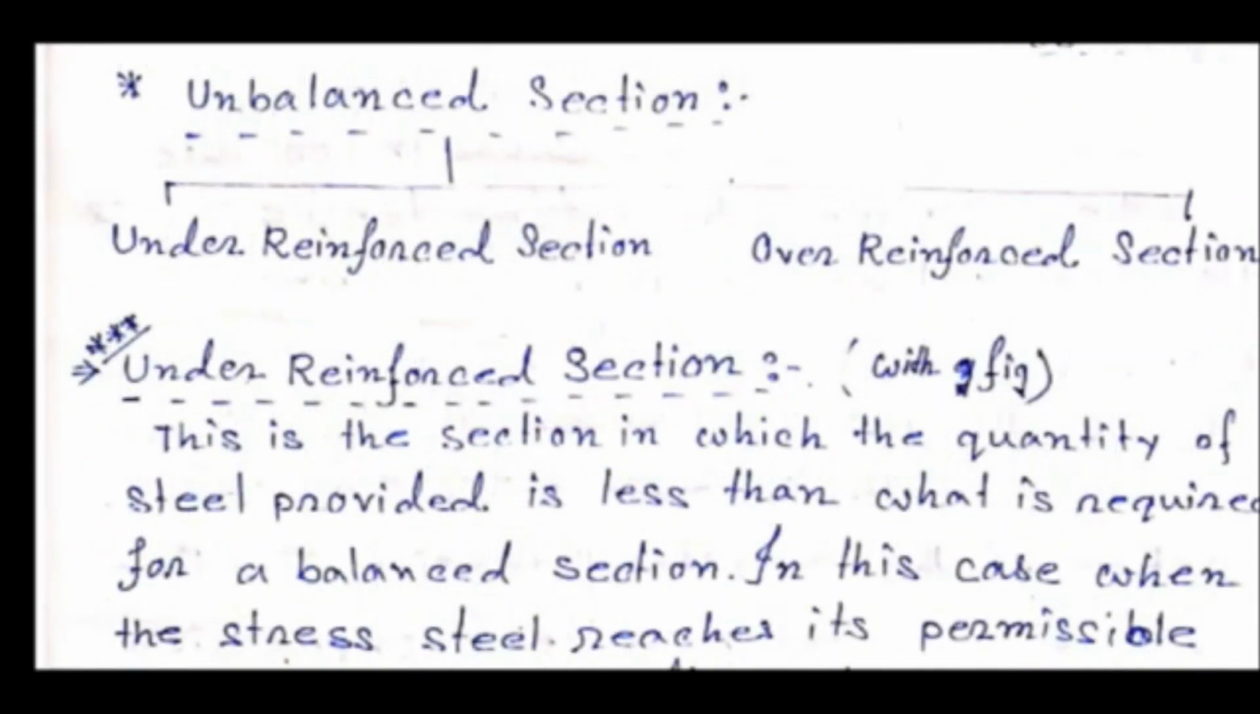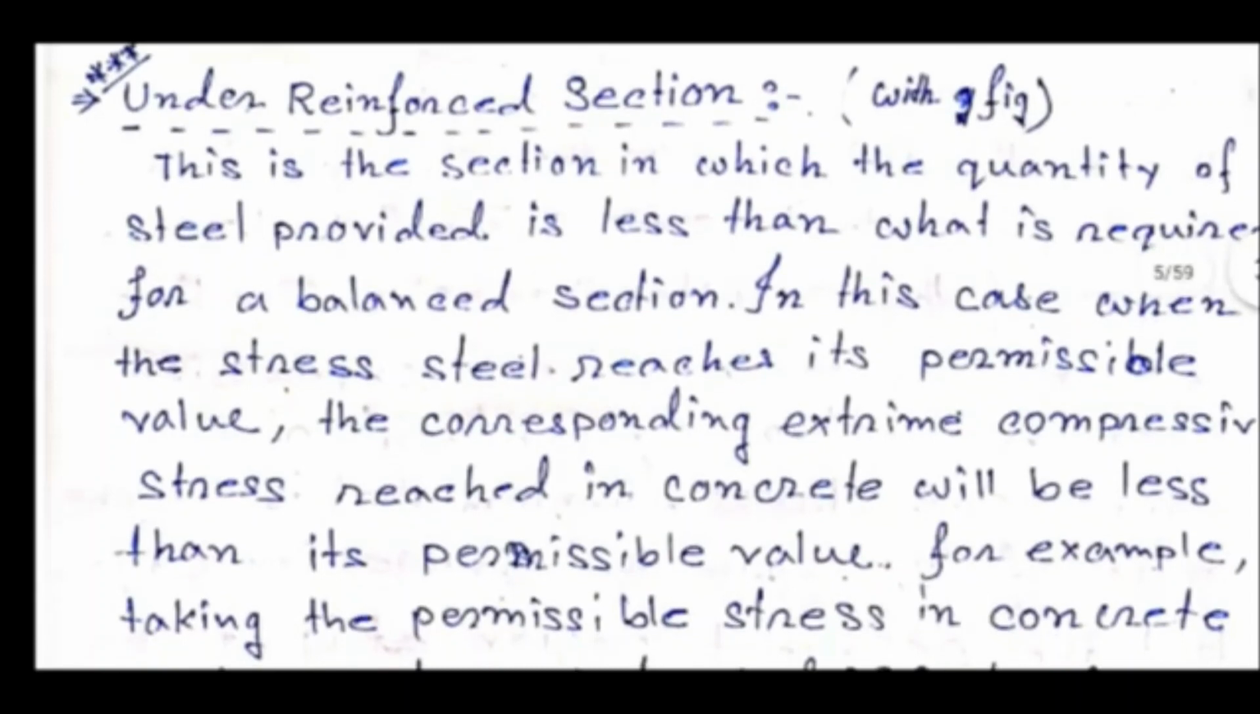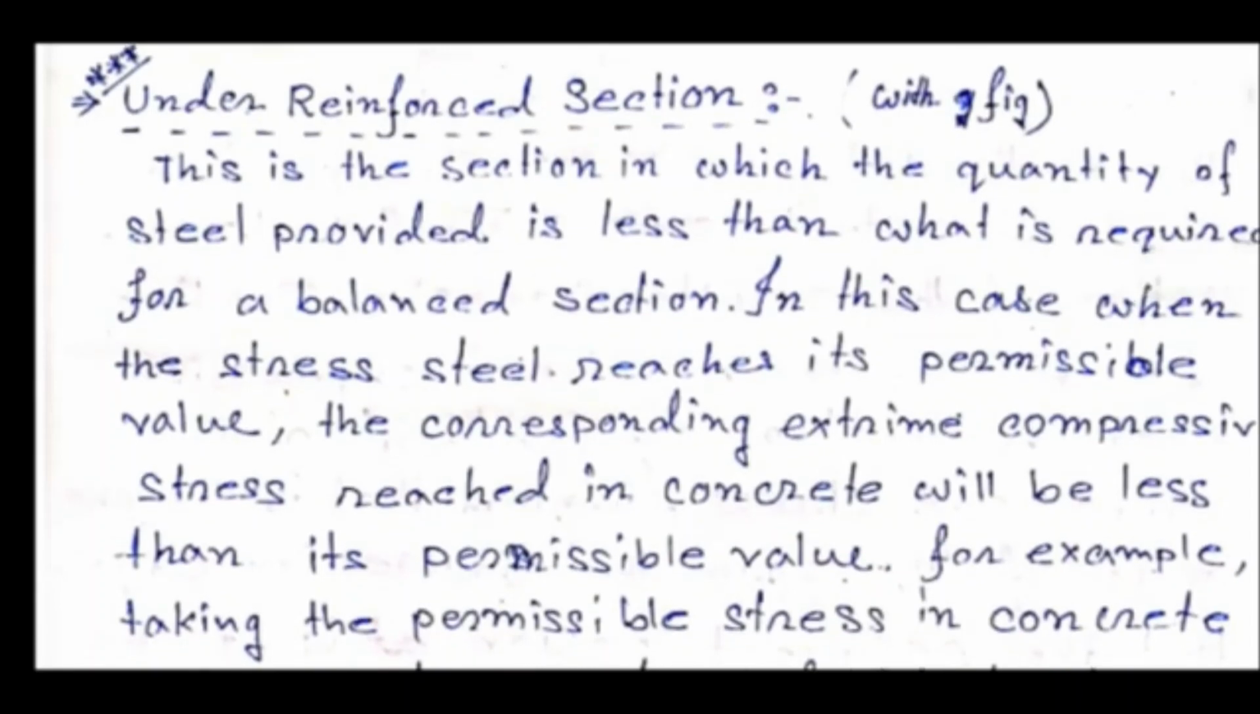Now the unbalanced section. There are two types of unbalanced section: under reinforced section and over reinforced section. Now, the under reinforced section is the section in which the quantity of steel provided is less than what is required for a balanced section. In this case, when the stress of steel reaches its permissible value, the corresponding extreme compressive stress reached in concrete will be less than the permissible value.